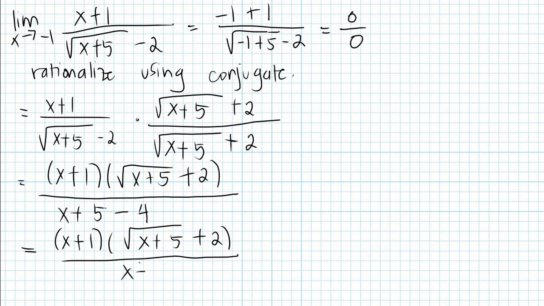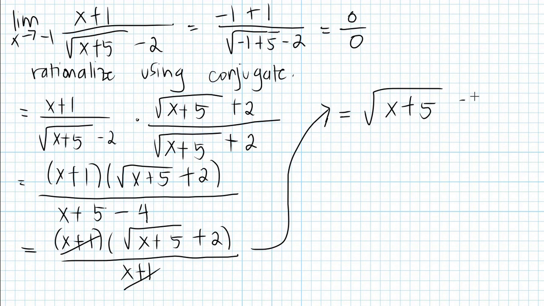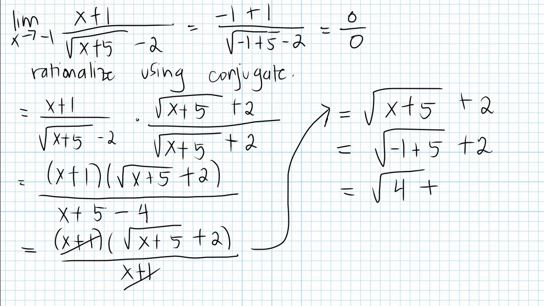So we can now cancel x plus 1, and that leaves us with the square root of x plus 5 plus 2. Now if we substitute negative 1 in this equation, we'll get the square root of negative 1 plus 5, plus 2, or the square root of 4 plus 2, and that will just be 2 plus 2, or 4. So the limit of this function as x approaches negative 1 is 4.